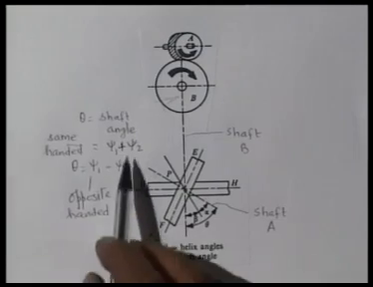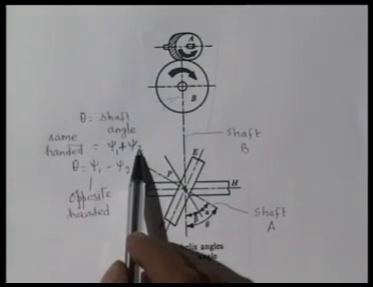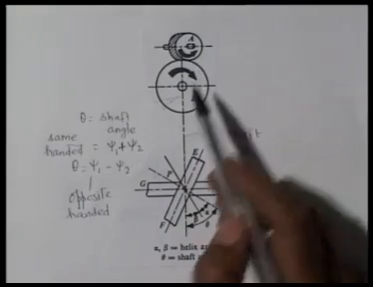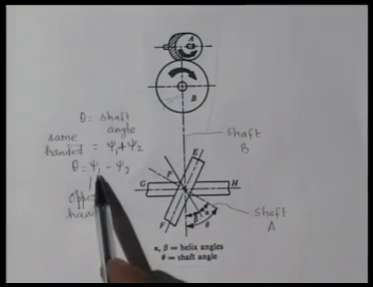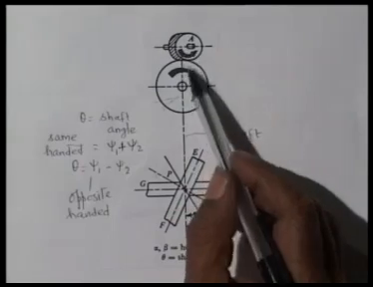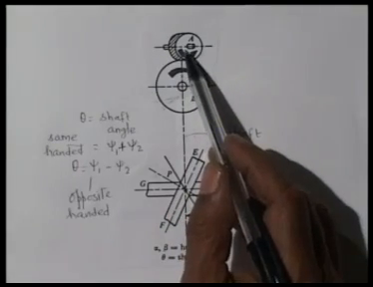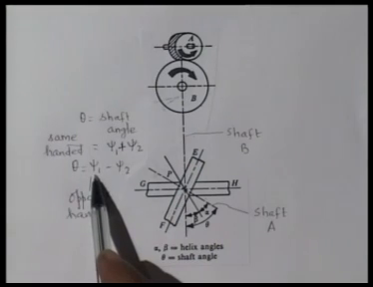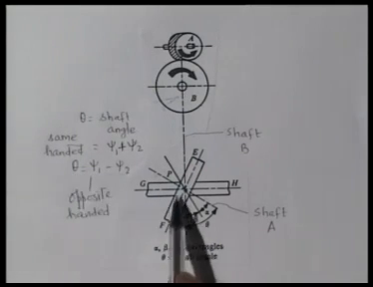This is for the addition of these two helix angles, if those two have the same handedness, both right hand or both left hand, and the shaft angle is psi 1 minus psi 2 if these two are of opposite hand, one of them is right hand, other is left hand. You subtract the smaller from the bigger helix angle and you get the shaft angle.